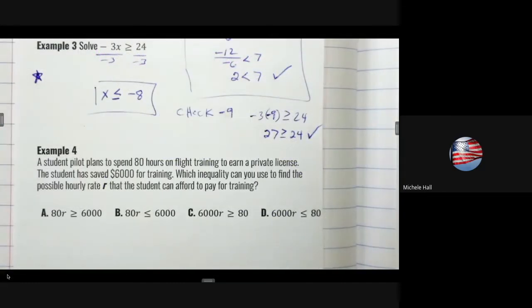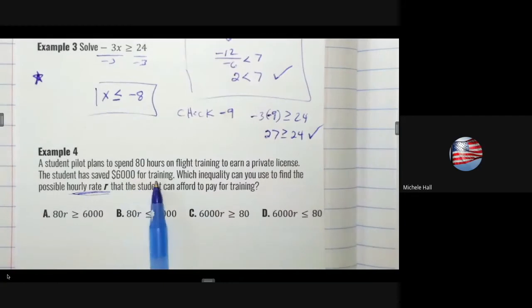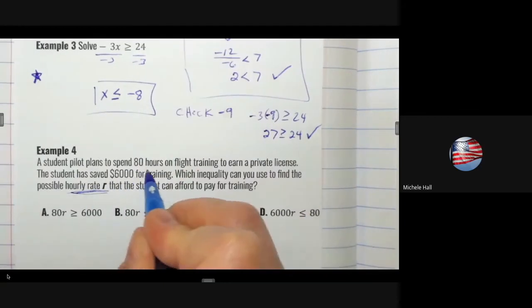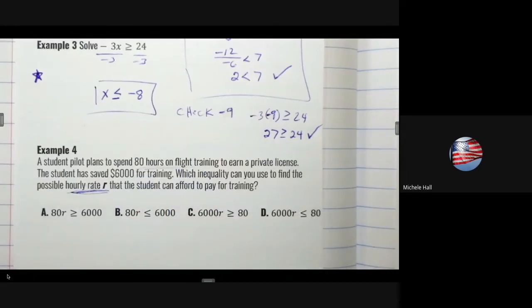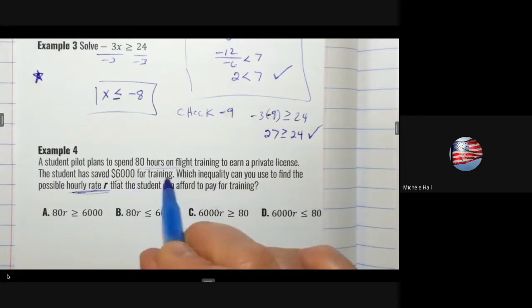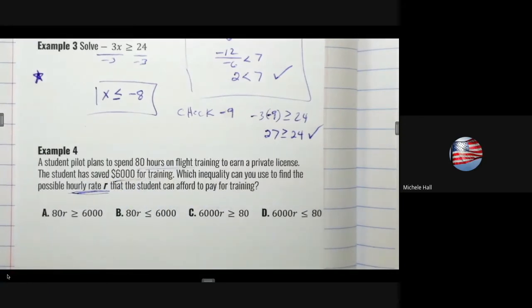Example 4. A student pilot plans to spend 80 hours on flight training to earn a private license. The student has saved $6,000 for training. Which inequality can you use to find the possible hourly rate R that the student can afford to pay for training? All right, we have spend 80 hours on flight. And the student has saved $6,000 for training.